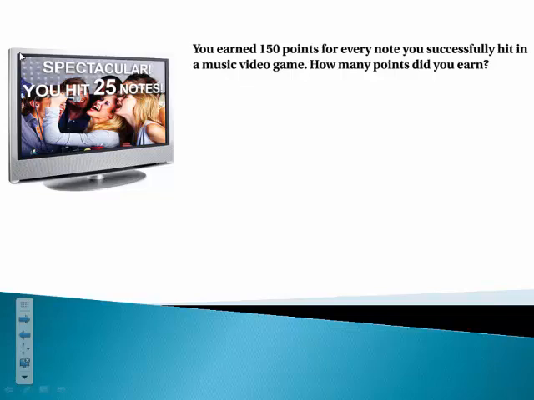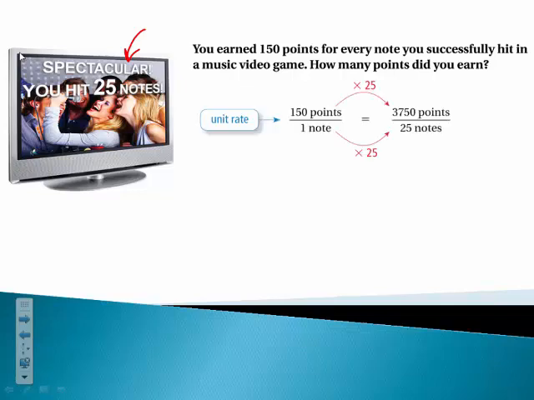So you have to scan the area to see if there's any more information. And in the picture, it gives you that you hit 25 notes. So you earned 150 points for every note you successfully hit in a music video game. How many points did you earn? So 150 points is for one note. So 150 points for every note.